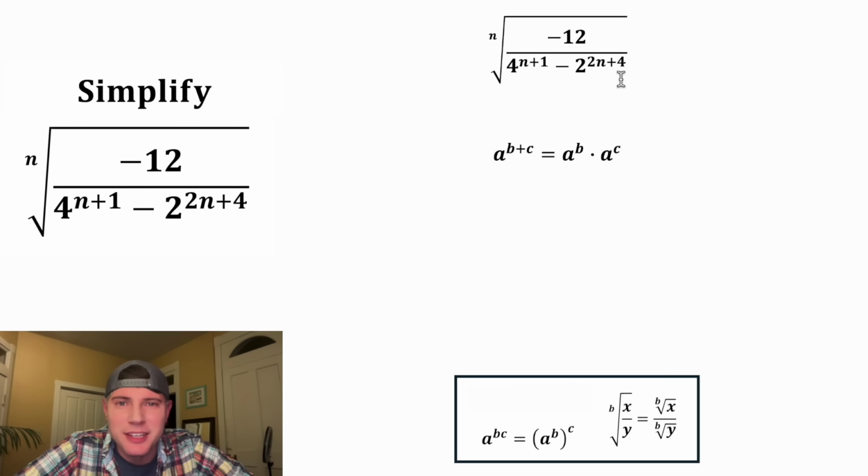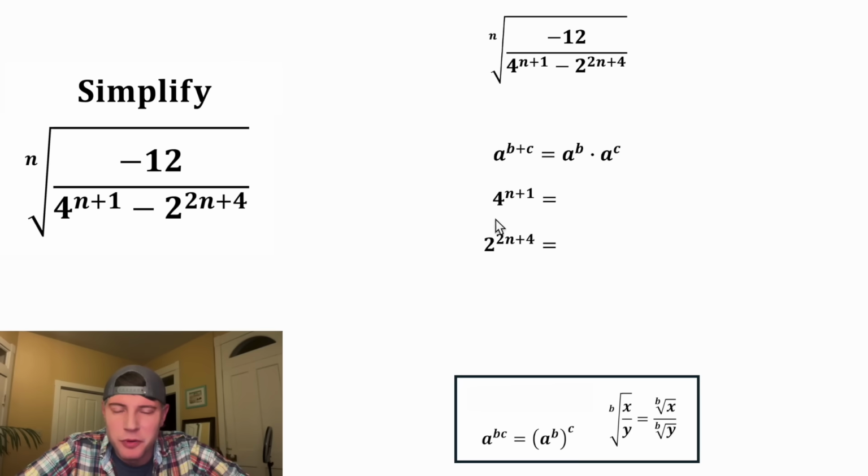and we can rewrite this. So it's a to the b plus c is equal to a to the b times a to the c. So the base gets rewritten, and then this goes in this exponent, and this goes in this exponent. So for 4 to the power of n plus 1, we're going to write down the base twice, and the n will go in this exponent, and the 1 will go in this exponent. And then for the 2 to the power of 2n plus 4, we're going to write the base 2 twice. This 2n will go here, and the 4 is going to go there.